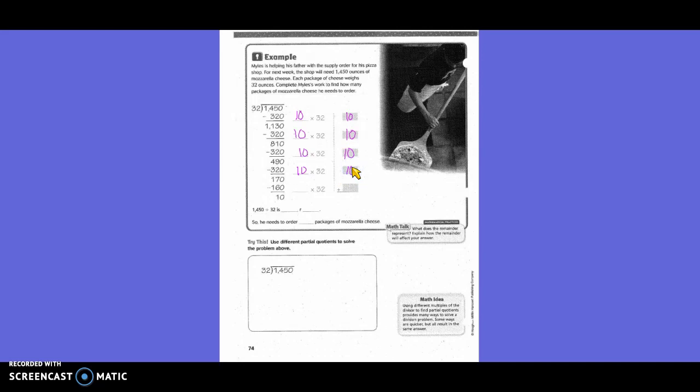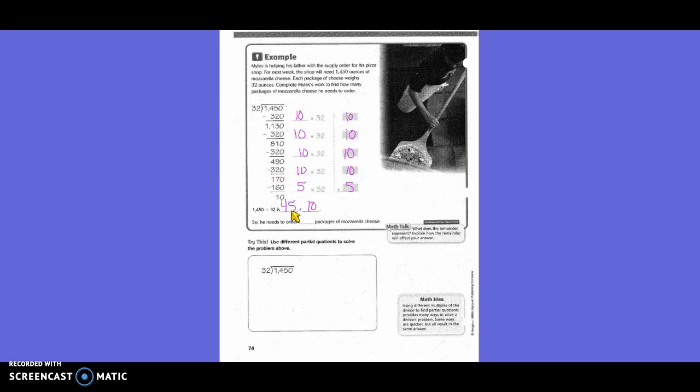So then he took 32 times what? 5 to get 160 and he had 10 left over. So could he go any further? No. So he had a remainder of 10. And then if we go over here and add, we have 10 plus 10 plus 10 plus 10 is 40, plus 5 is 45.